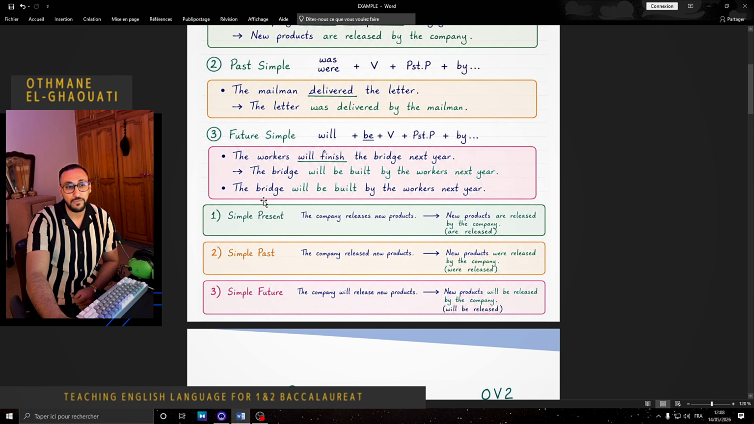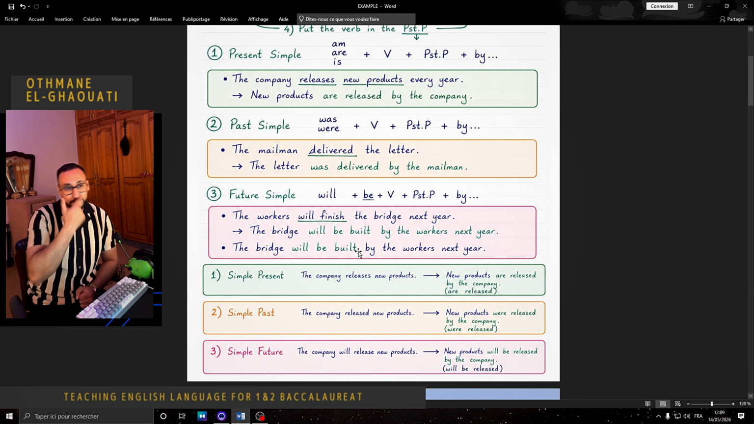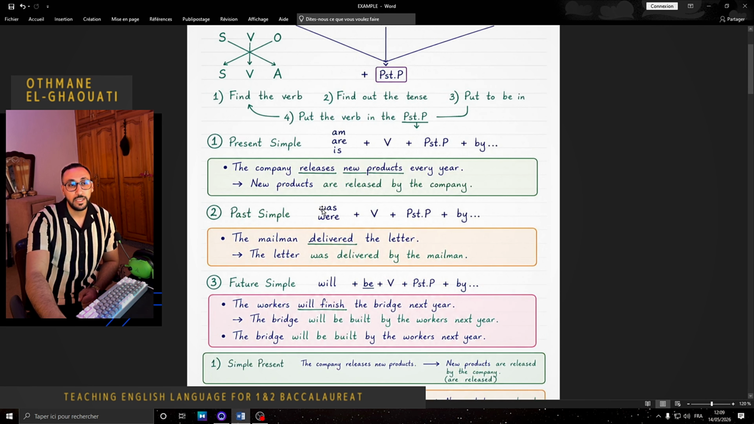Okay, so here we have another one. The bridge will be built by the workers next year. So what you have to know is that simple present always needs a to be in the simple present, plus the verb that was in the active form transformed into the past participle in the passive form. Simple past, you need was and were, and then the verb in the past participle. Simple future, or all the modals, must be followed by be, and then put the verb in the past participle. This is an introduction for the course.